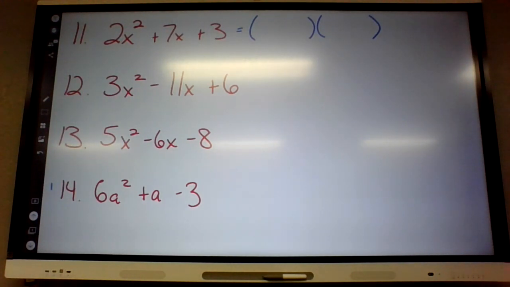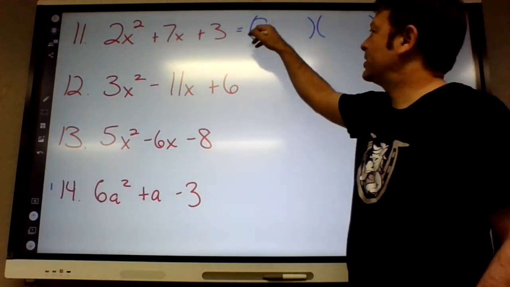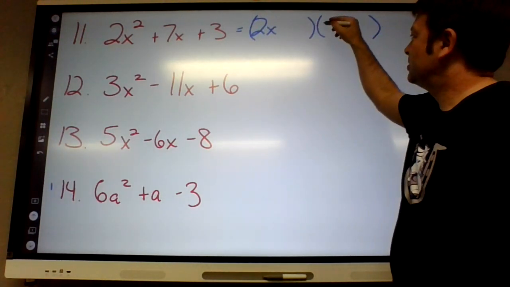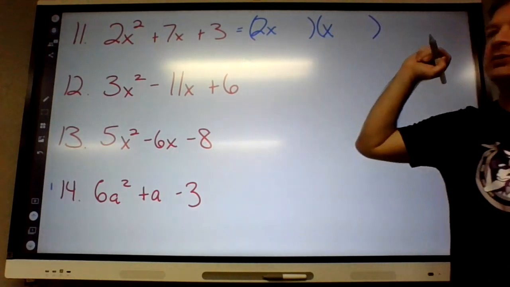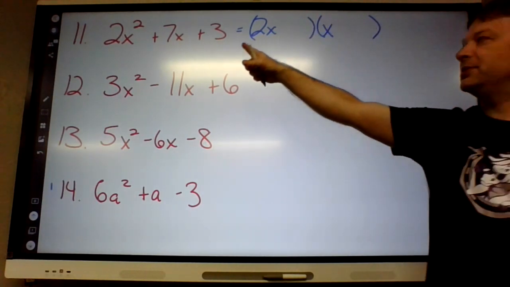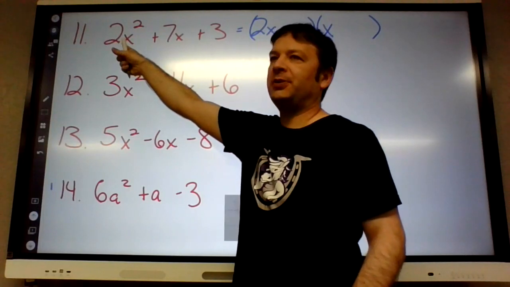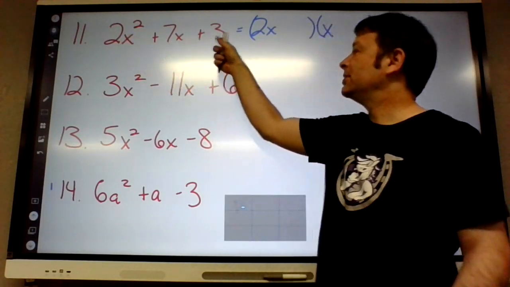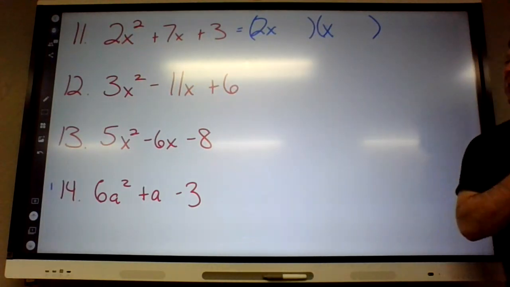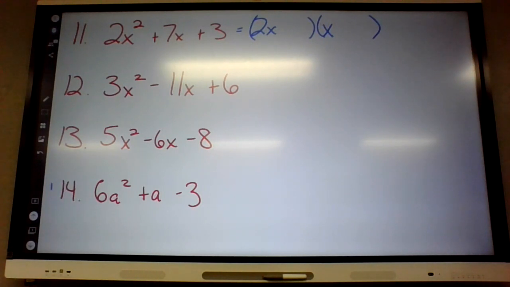Sophie, we'll just do 11, then I'm going to stop and let you guys work on these other 3. Sophia, do you remember how we do these? What goes in the front? 2x and x, because you need something that multiplies into 2x squared. 2x times 1x. Okay, for the back, what could go into the back, Sophia?